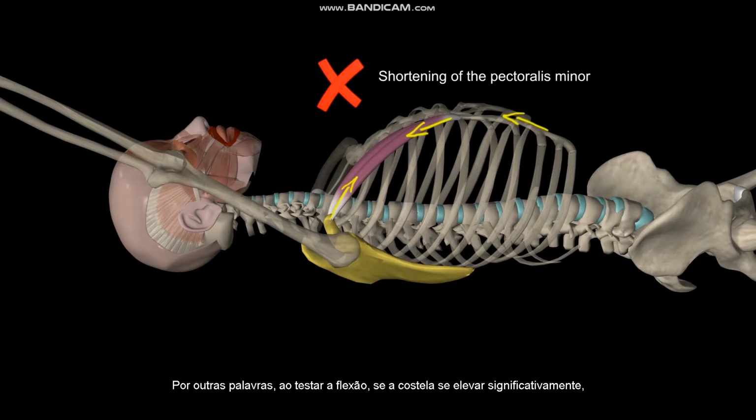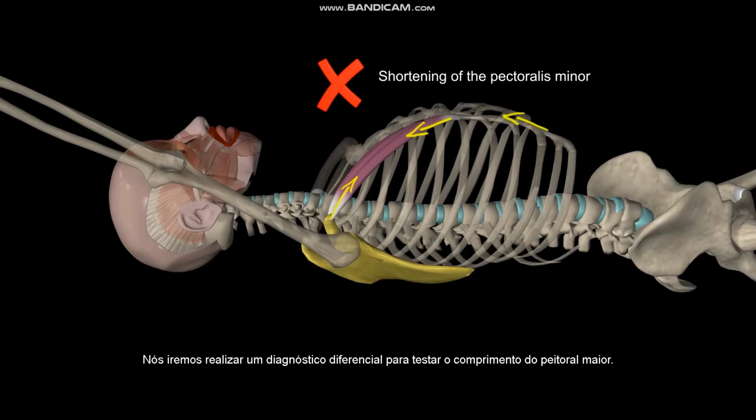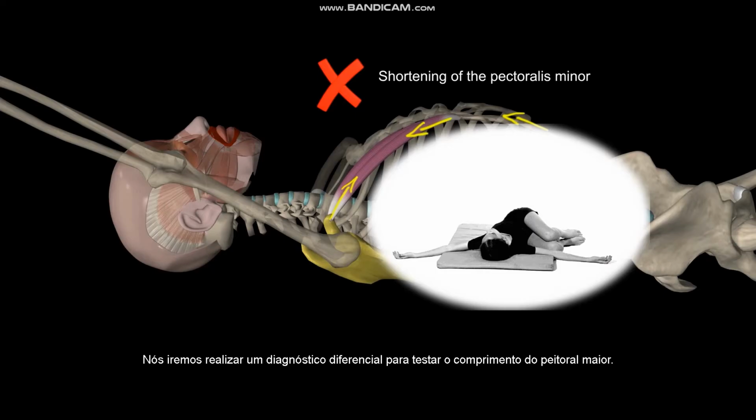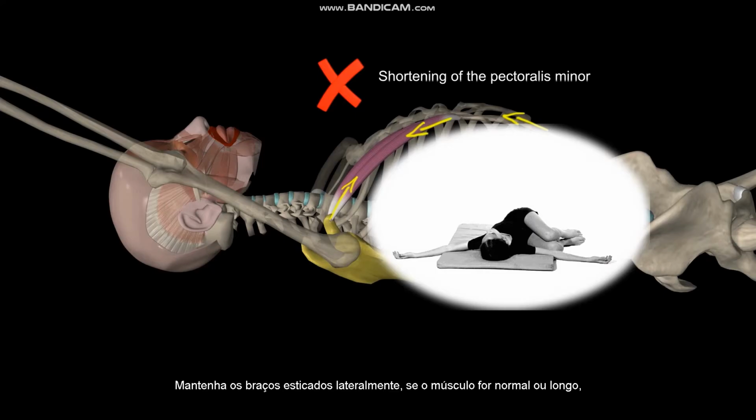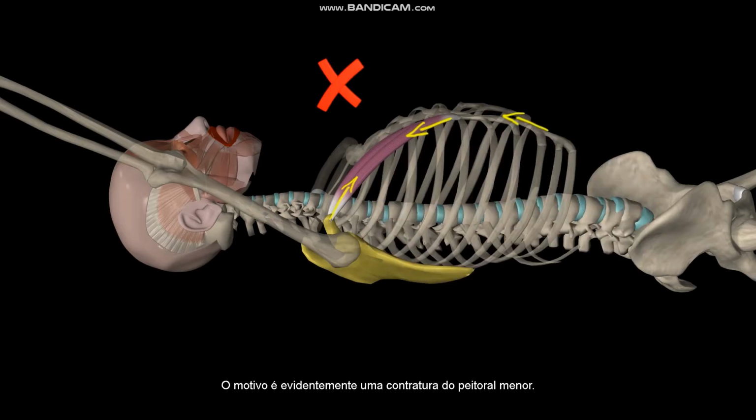In other words, when testing flexion, if the rib rises significantly, we can assume that the minor is shortened or that the pectoralis major is shortened. We'll perform a differential diagnosis to test the length of the pectoralis major. Hold the arms out to the side. If the muscle is normal or long, the cause is evidently a shortening of the pectoralis minor.